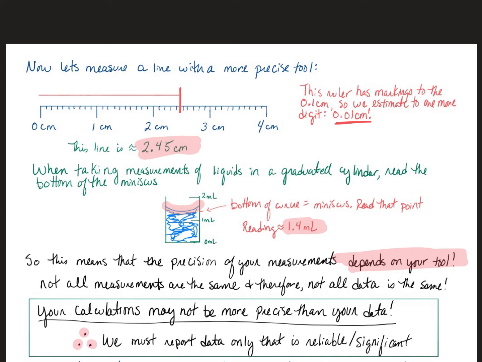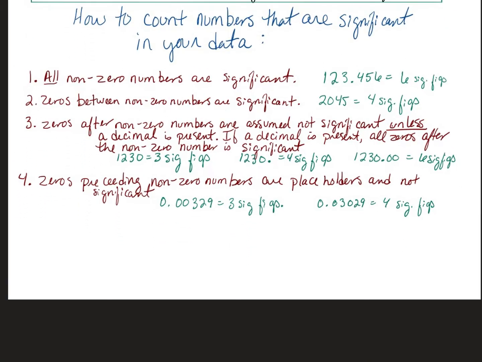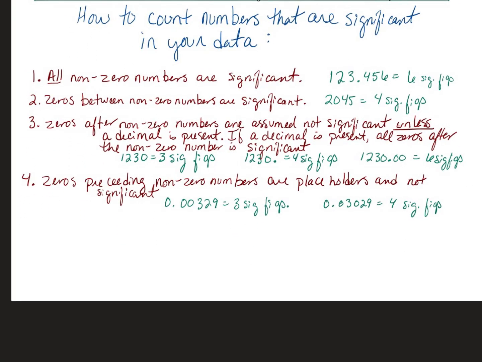This little dot, dot, dot, if you remember in math, means therefore we must look at our data to know what is reliable or what digits are considered to be significant. So there's a method to that madness. We can determine and count the numbers or the digits that are significant in our data. And it doesn't get difficult until we really deal with zeros.